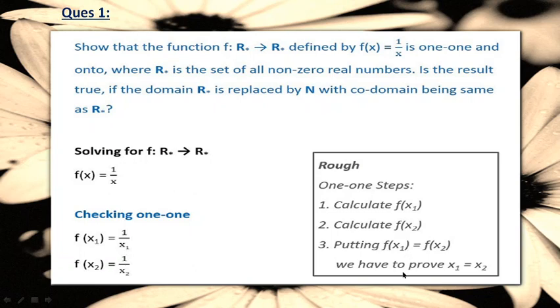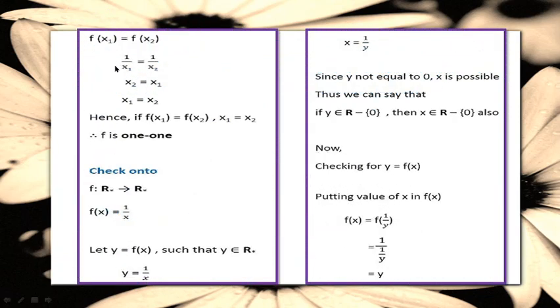Here are some steps that we use for proving a function is one-one. First of all, we will take f(x1), that is 1/x1, and f(x2), that is 1/x2. Now we'll equate them. For example, if we have 1/x = 1/3, we normally conclude that x is equal to 3. In the same way here, if 1/x1 is equal to 1/x2, then their reciprocals are also equal. It means x1 is equal to x2. So this is a one-one function.